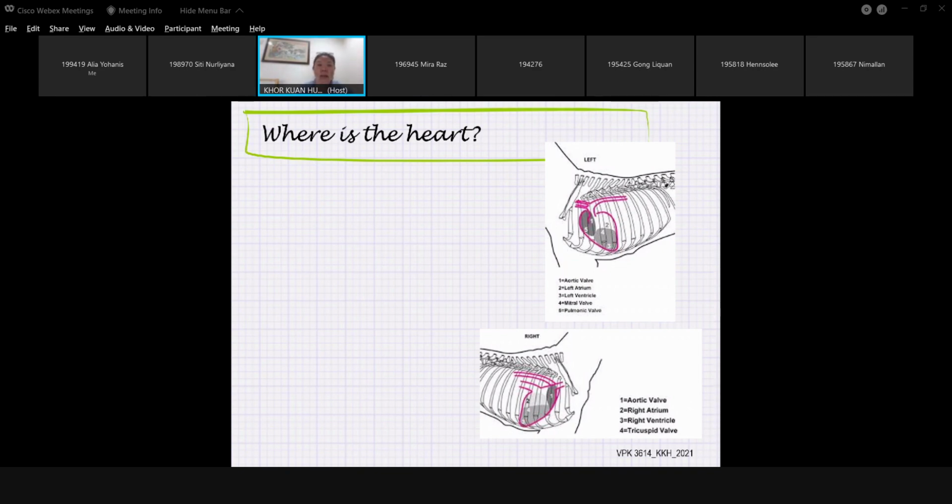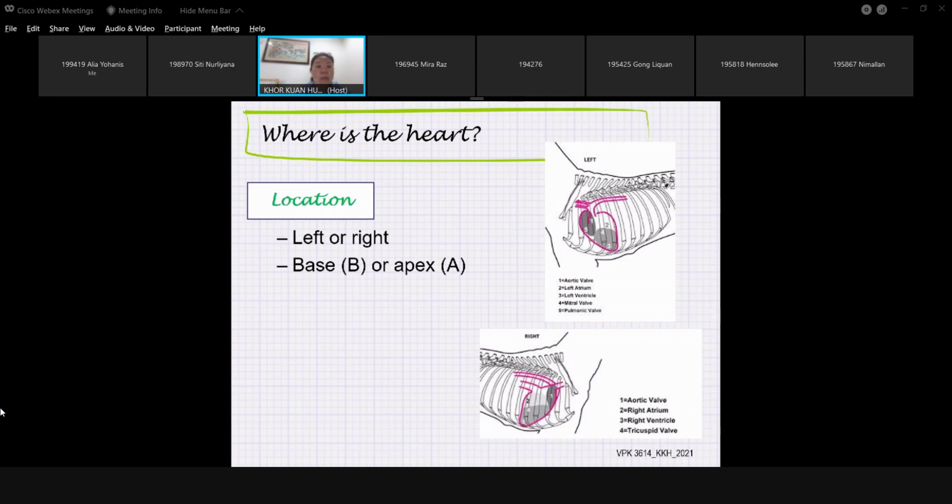Okay, so where's the heart? But more importantly, in your anatomy class and your physiology class, they have already created an awareness. They have already taught you where is the heart, so you need to know where is the location. And when we listen to the heart, normally we will want to know if the heart sound is coming from the left side or on the right side. It makes a lot of difference because different valves are located in a different side.